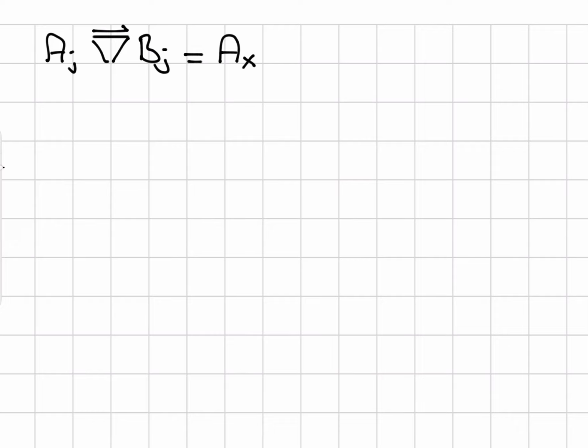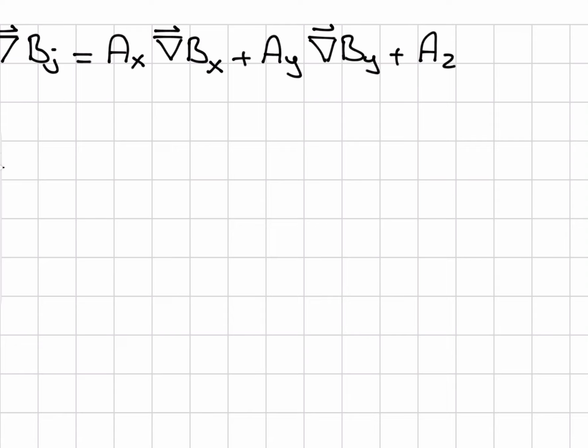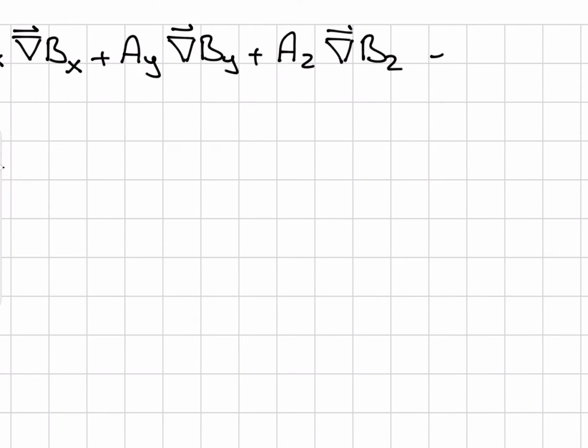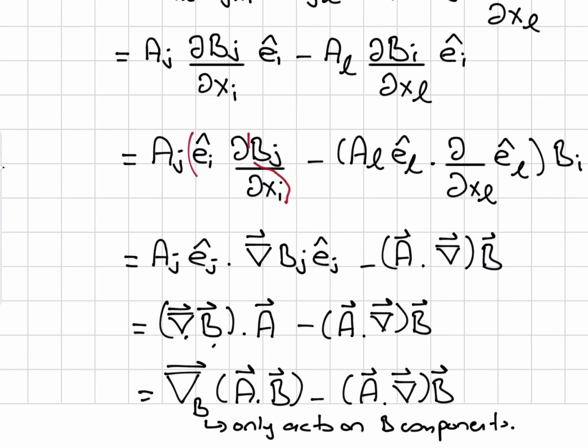This is A_x multiplied with the gradient operator acting on B_x, plus A_y multiplied with the gradient operator acting on B_y, plus A_z times the gradient operator acting on B_z, etc. So that's how I concluded that this gradient operator is only acting on components of vector B and not on vector A. So this is giving me a vector here for the gradient of A dot B, but gradient with respect to B only, minus A dot gradient acting on B.